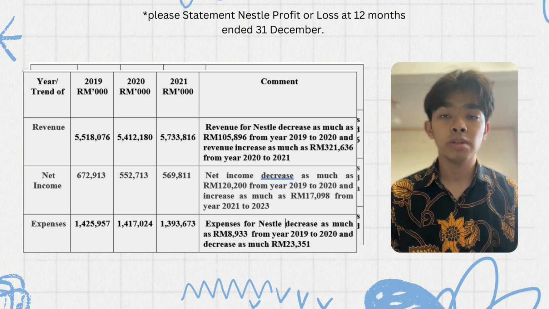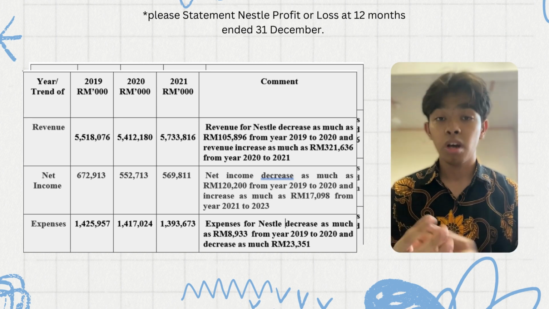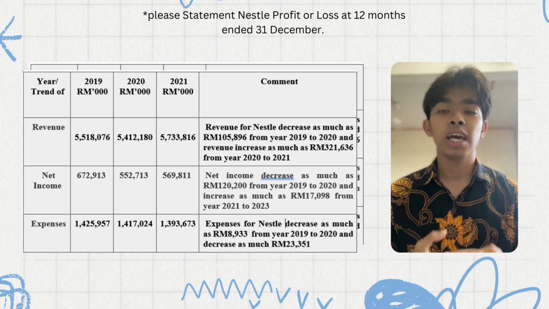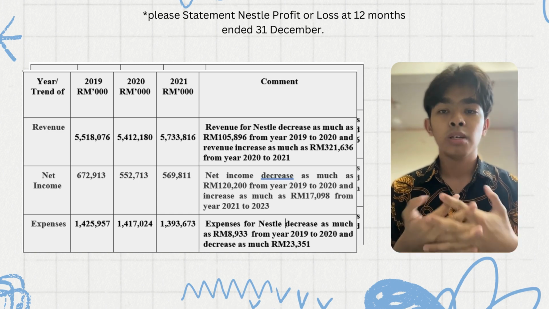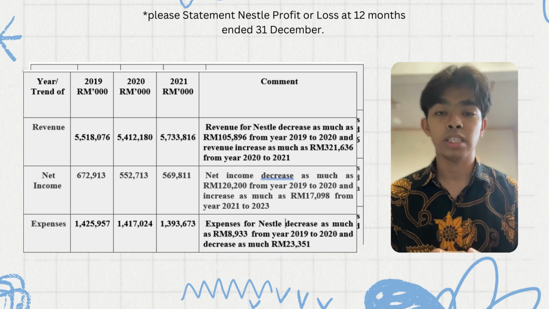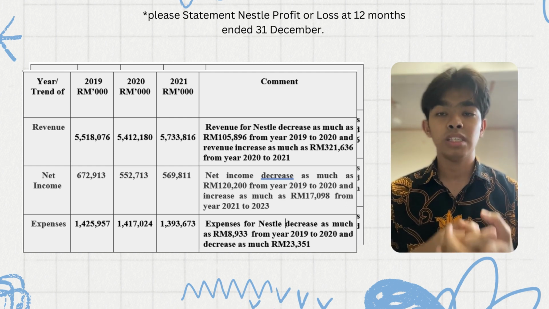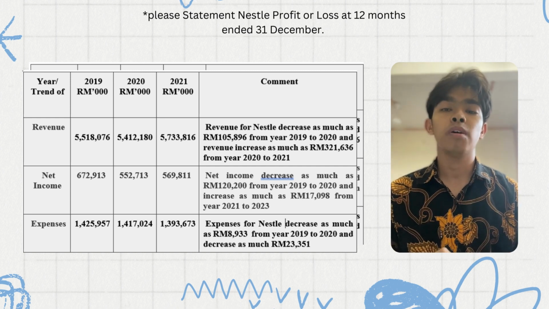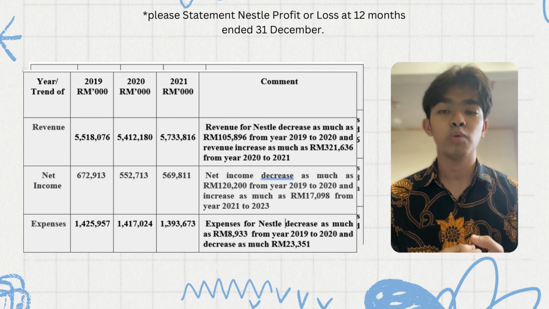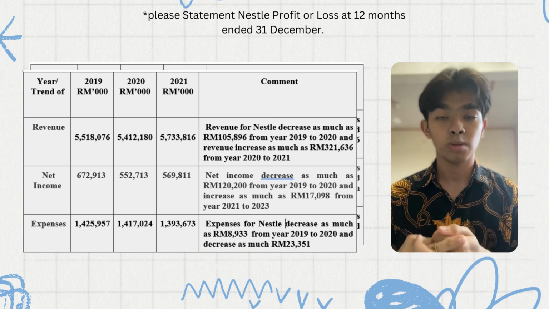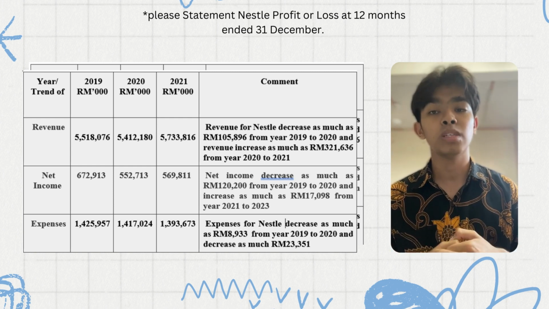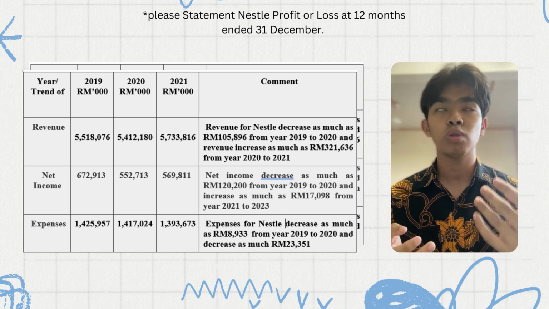MDB22111072. And today, I will talk about what happened to the support for revenue, net income and expenses. So, we start with revenue, whereby Nestle revenue decreased as much as 1,896 ringgit from year 2019 to 2020, and revenue increased as much as 3,020 636 ringgit from year 2020 to 2021. And for net income, decreased as much as 1,020 200 from year 2019 to 2020, and decreased as much as 17,098 ringgit from year 2020 to 2021.